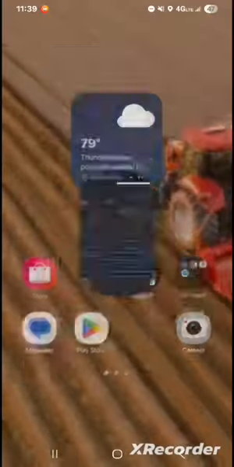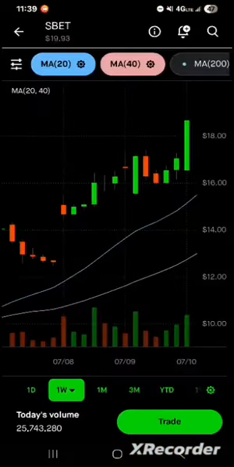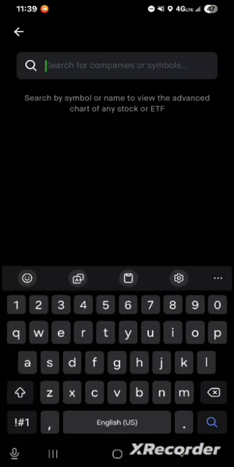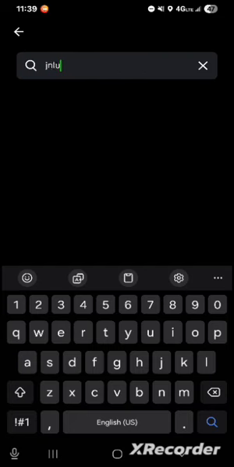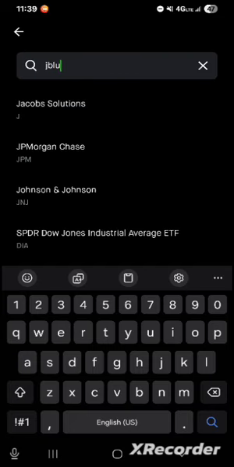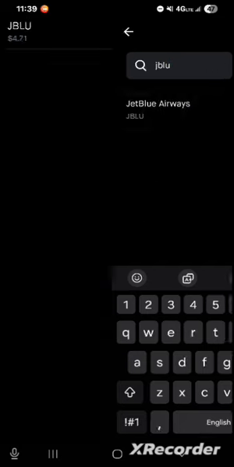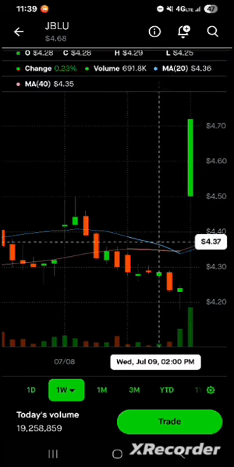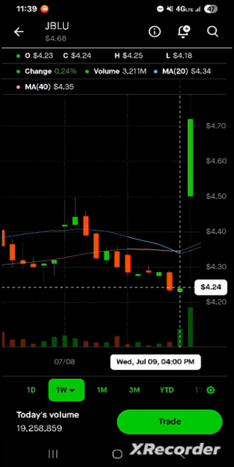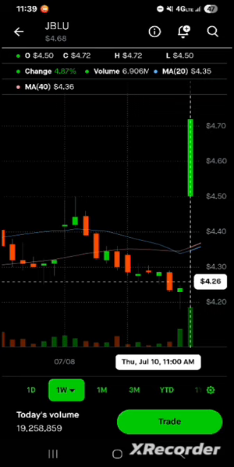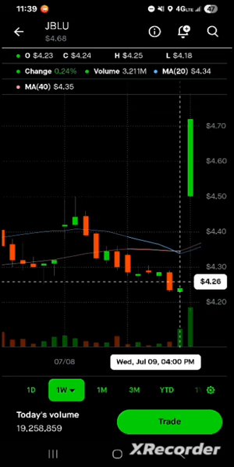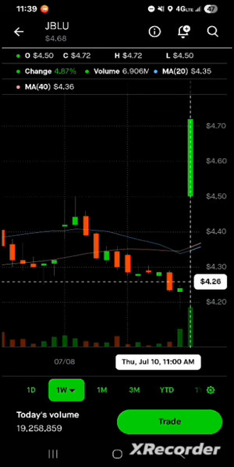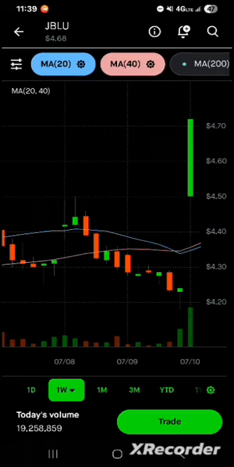JBLU, JetBlue. Oh, sorry, JBLU. Okay, we see that there's a cross here, but as you can see, the 40 period moving average is above the 20 period moving average. So even though this stock is up, if the 40 is above the 20, that's telling me that this is a bearish direction. So I don't trust this stock.